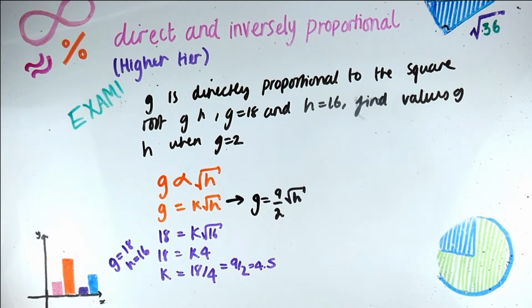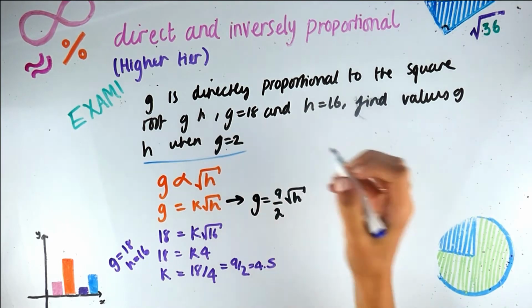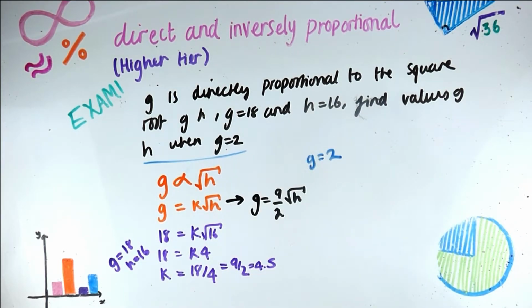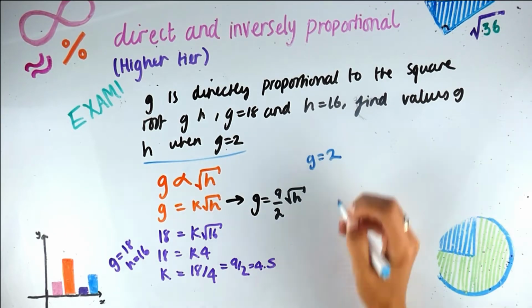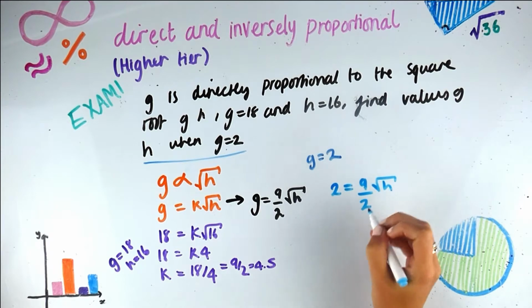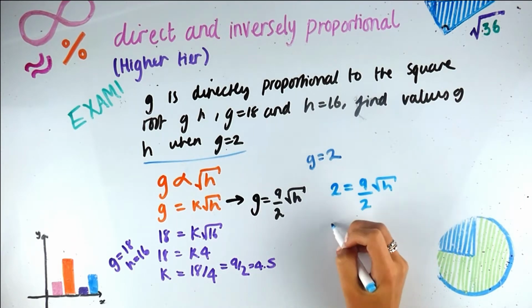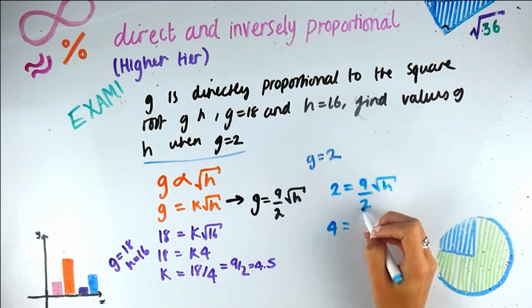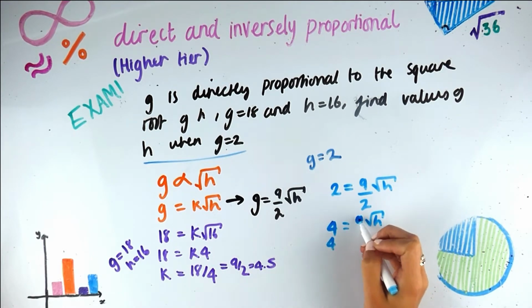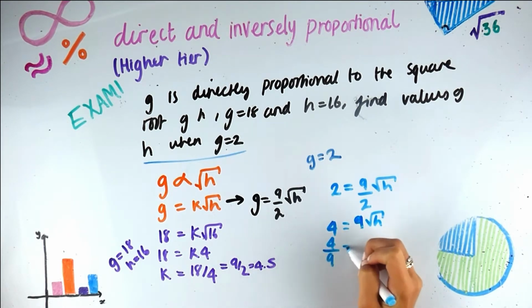We are not done, because it is not asking us for that. It's asking us for the value of h when g is 2. So now we're going to sub in g equals 2. So we've got 2 equals 9 over 2 root h. Take the 2 up, so 2 times 2 is 4. It's divided on this side, multiplied on that side, 9 root h. Multiplied by 9 on this side, so we divide by 9 on this side, equals root h.